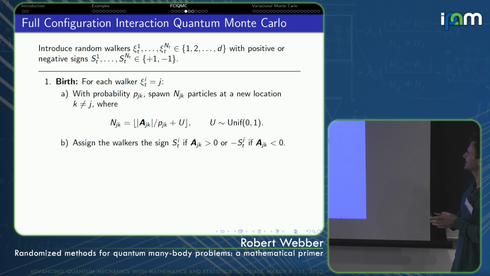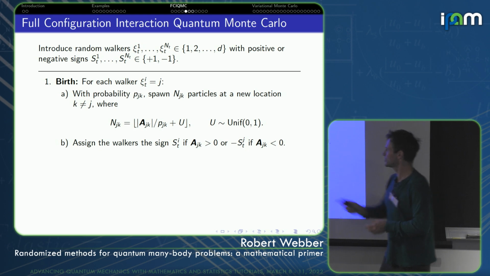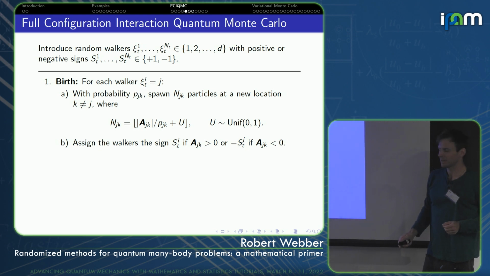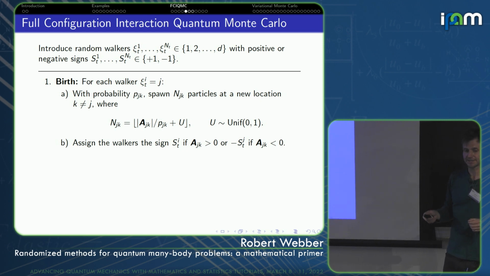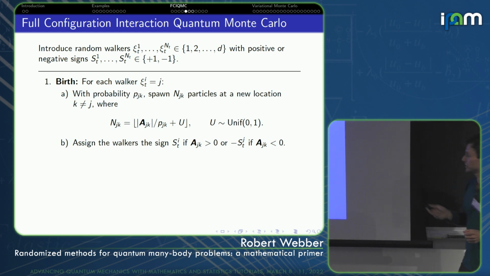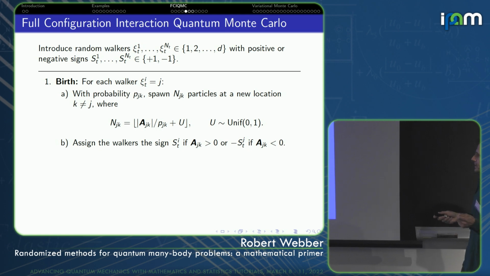The walkers carry signs. And the signs are going to stay the same if a_jk is greater than 0. And they're going to be flipped if a_jk is less than 0. So negative entries in A are going to flip the signs of the parents.